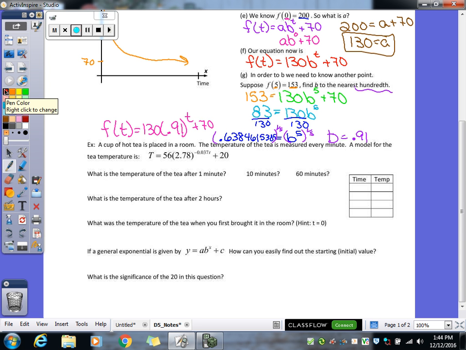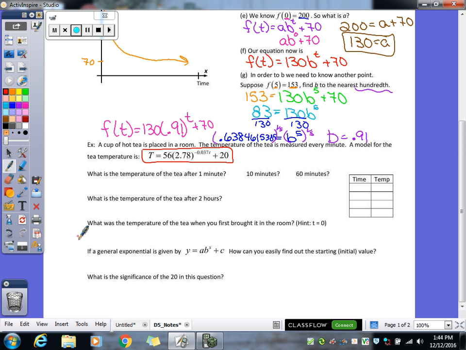So let's take a look at our next one. We have a cup of hot tea is placed in a room. Temperature of the tea is measured every minute. A model for the tea temperature is given by this formula here. What is the temperature of the tea after 1 minute, 10 minutes, and then 60 minutes?